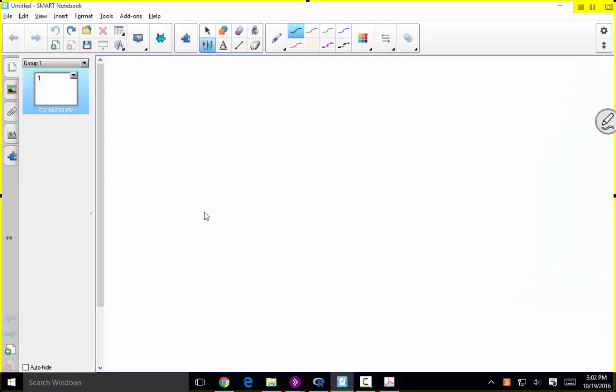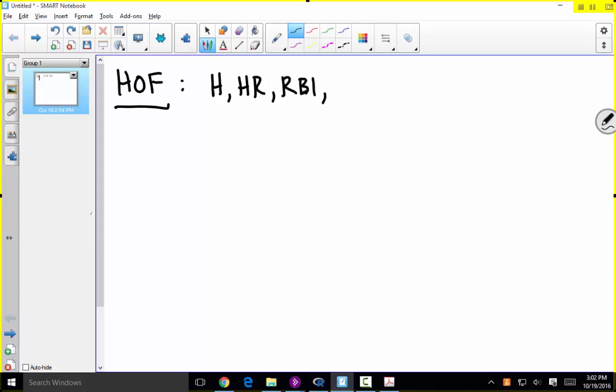I don't have it posted, but I can preview it. It will be Hall of Fame data, and we will only use these 6 predictor variables: hits, home runs, RBIs, batting average, on-base percentage, and slugging percentage. So you don't need to know anything about baseball to do this. These are all just numeric variables. The bigger they are, the better the player, basically.